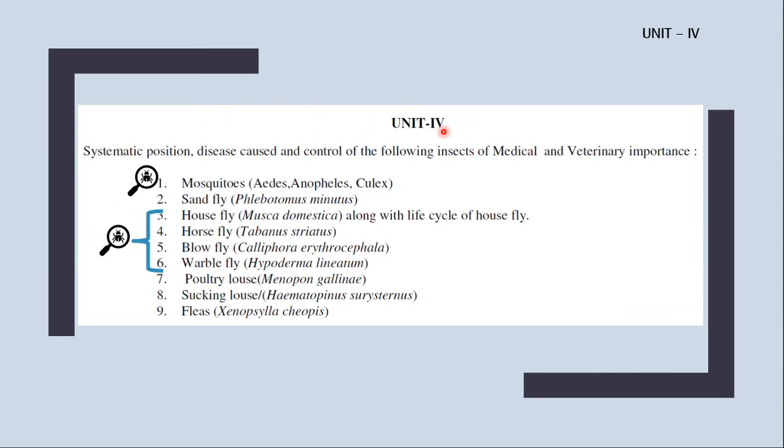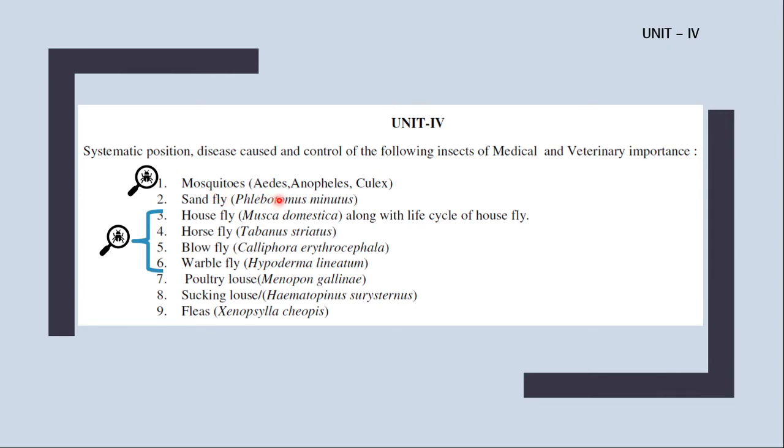Then for Unit 4, we will talk about the systematic position, disease cause, and control of the following insects of medical and veterinary importance. So some of these insects cause disease in humans and some cause damage to our domesticated animals. So we will talk about the life cycle for housefly. For all others, we will learn only systematic position, disease cause, and control.